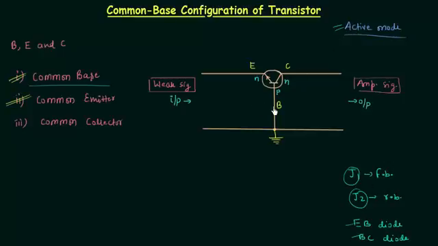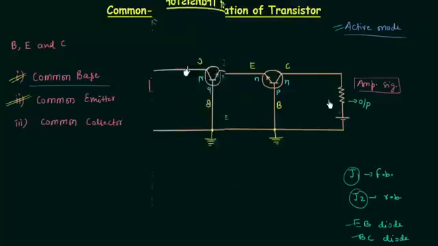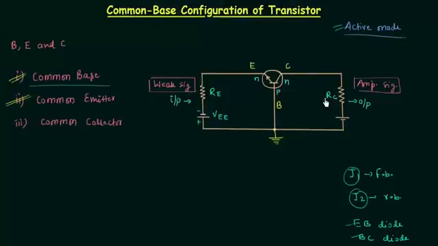I will forward bias EB. Let's say this resistance is RE. Emitter is N-type material and base is P-type material. So emitter is connected to the negative terminal and base is connected to the positive terminal, and I will call this forward biasing potential VEE. Now I will reverse bias the diode BC. This resistance is RC. Collector is N-type material and base is P-type material. So to reverse bias BC, collector is connected to the positive terminal and base is connected to the negative terminal. I will call this reverse biasing potential VCC.